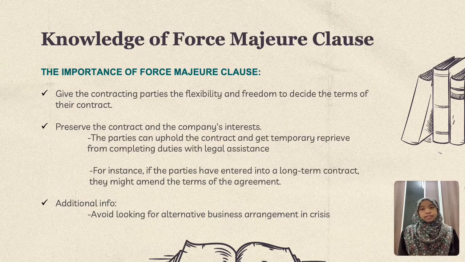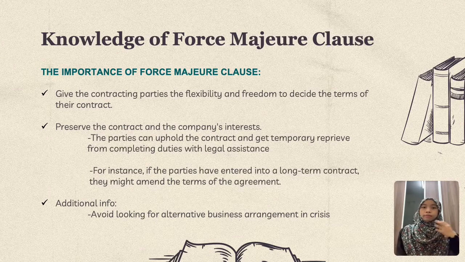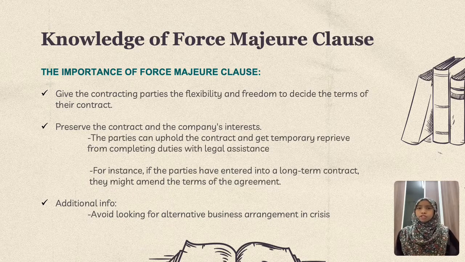For instance, if the parties have entered into a long-term contract, they might amend the terms of the agreement. This clause should help to secure the businesses out there if an unforeseen event happens, such as COVID-19. As for additional information, the people who are already in a contract need to avoid looking for other alternative business arrangements in crisis because it could worsen their own businesses.